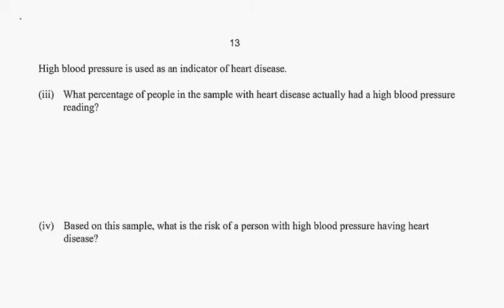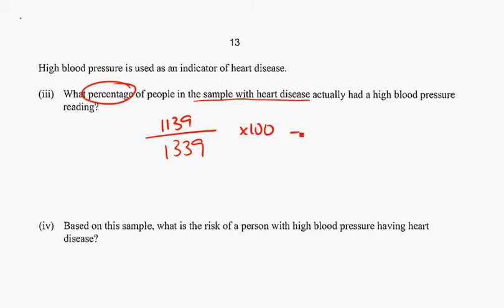The percentage of people in the sample with heart disease actually had a high blood pressure reading. So now we're not talking about all the people, we're only talking about those that had heart disease. So you can look back at the table. There are 1339 with heart disease. We want to know the probability or percentage that had high blood pressure reading from that. So that would be 1139 times 100 to make it a percentage. 85%, and that's probably rounded to two significant figures.